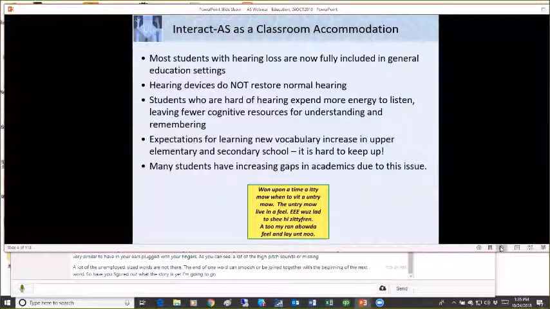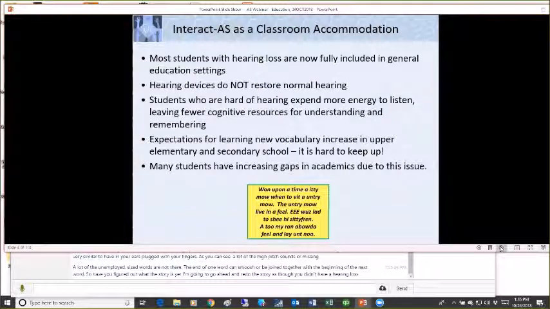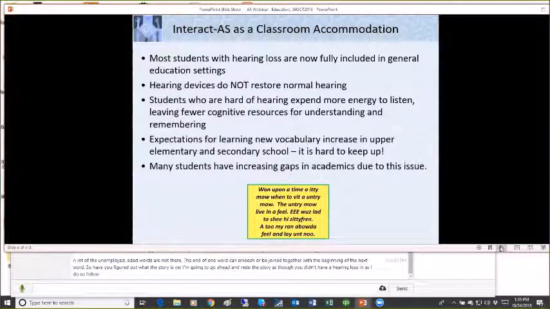I'm going to go ahead and read you this story as though you didn't have a hearing loss. And as I do so, follow along and see the kinds of sounds that are missing.